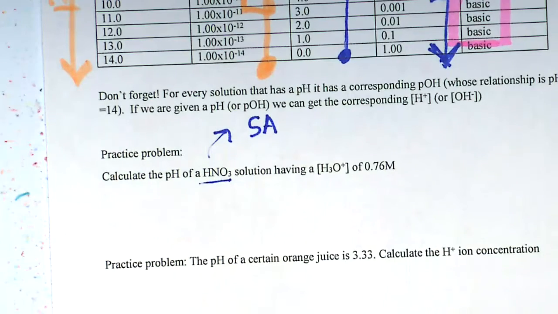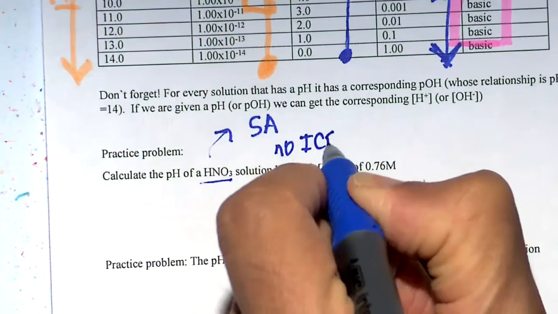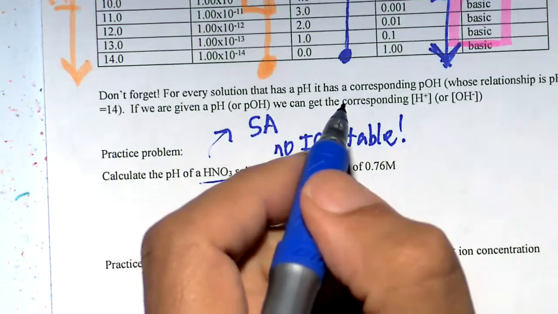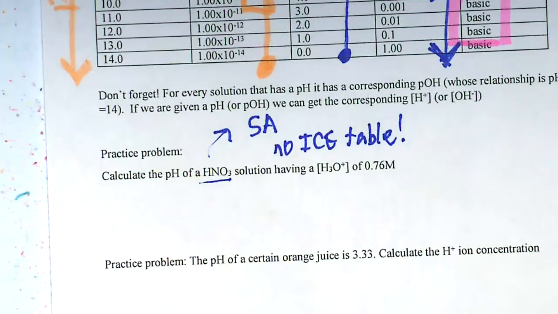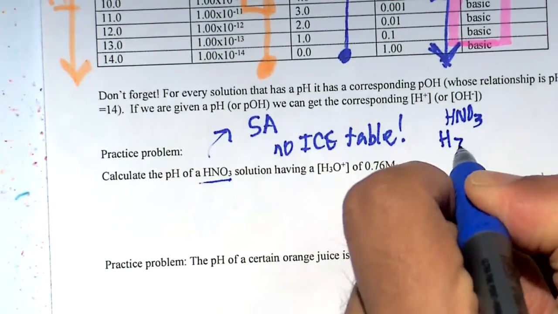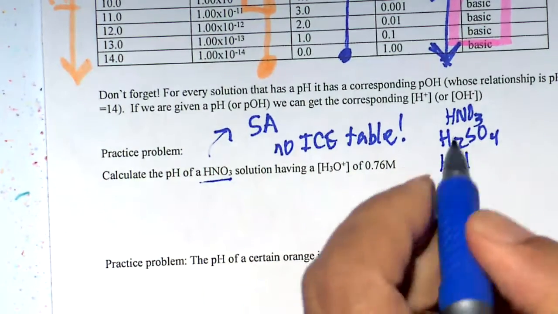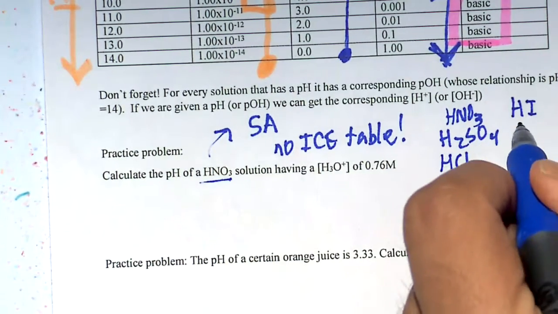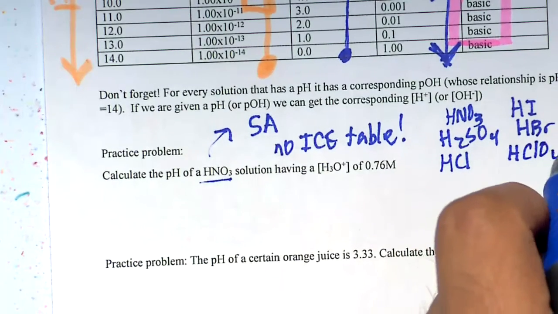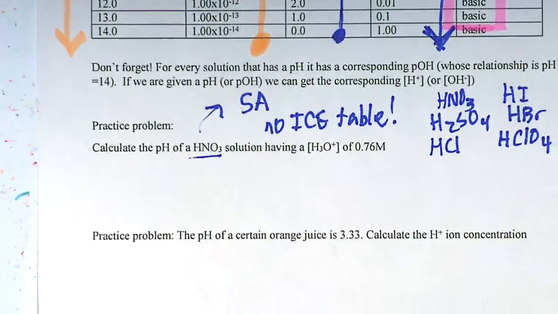So we do not need an ice table because it's a strong acid. What other strong acids do not require an ice table? Not just HNO3, but also H2SO4, HCl, HI, HBr, and HClO4. These are our 6 strong acids.